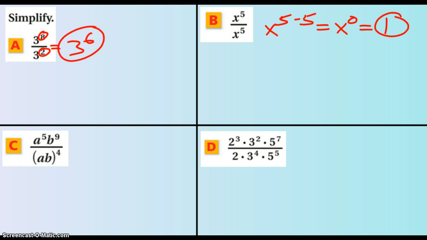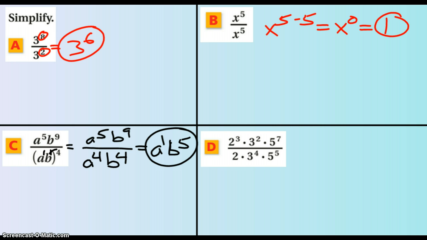And then you can see in letter C, there are a couple different things we got to do. So we might have to do this first. So we got a to the 5th, b to the 9th, and then I've got a to the 1st and b to the 1st, but that's all to the 4th power. So I've got to use my power to a power rule. So this is a to the 4th, b to the 4th. And then I can do some subtracting here. So 5 minus 4 is a to the 1st, and 9 minus 4 is b to the 5th. So a times b to the 5th power would be the final answer there.